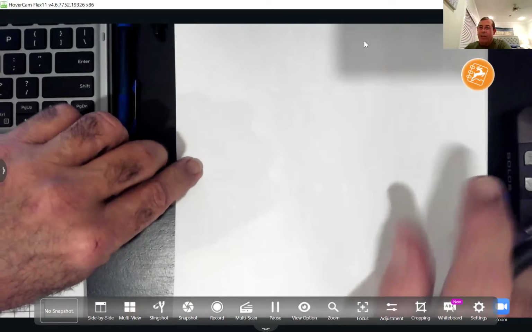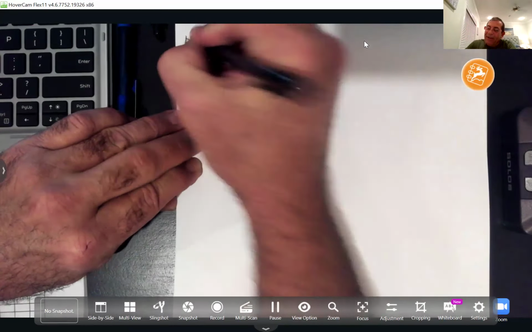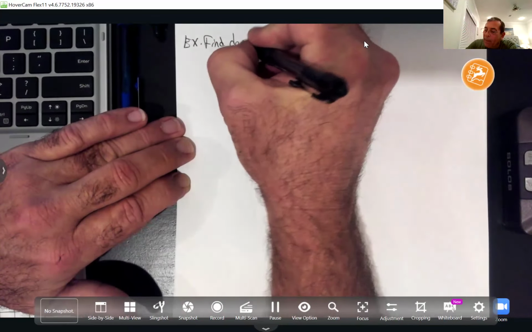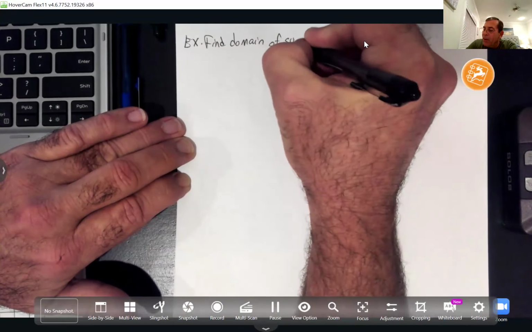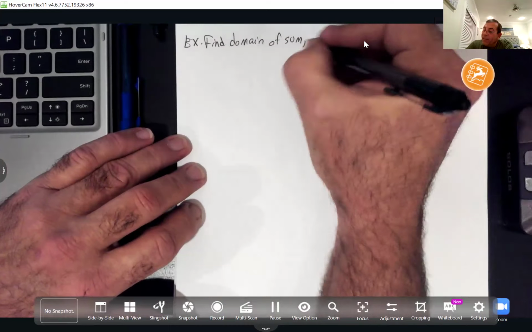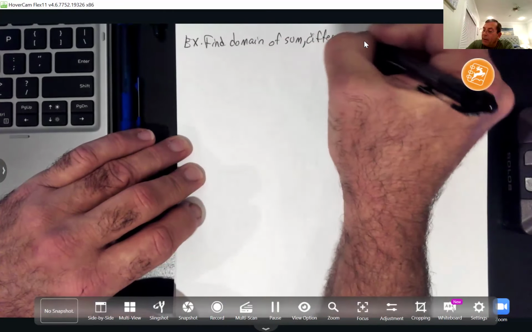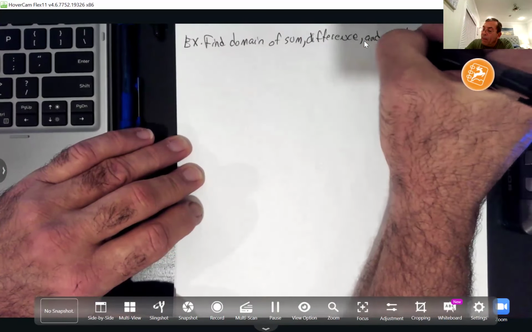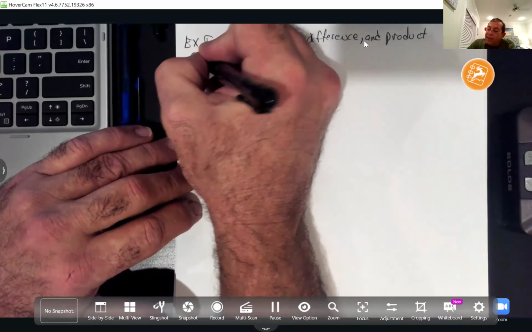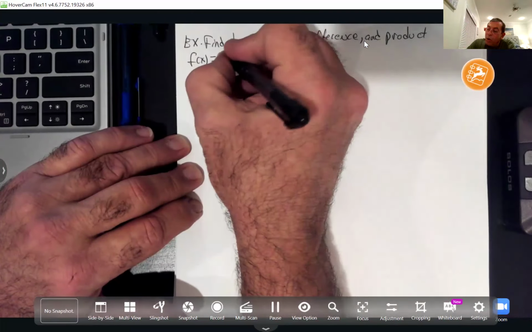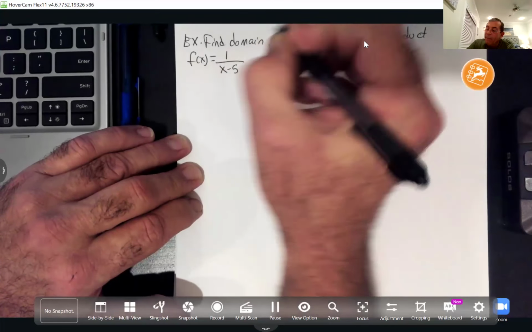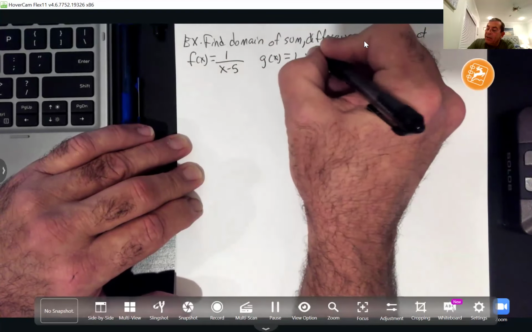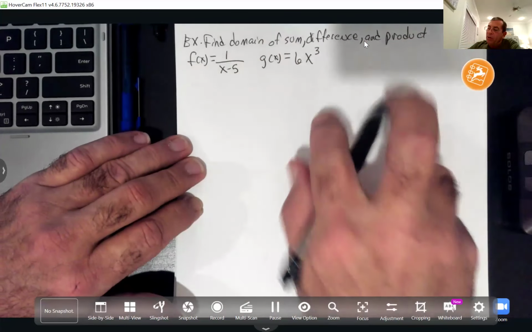So let me see. This next one will tell me if y'all got this. Y'all, it's the same thing. We're going to find the domain of the sum, difference, and product. So our f of x this time, f of x is 1 over x minus 5. G of x equals 6x to the third. So let's do them just like we did a while ago.